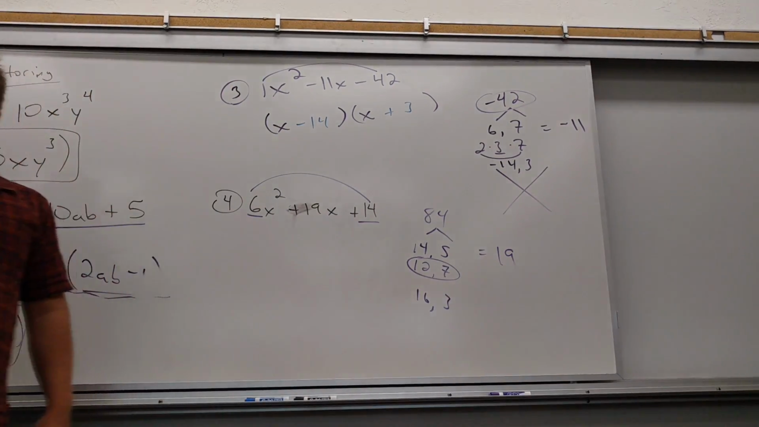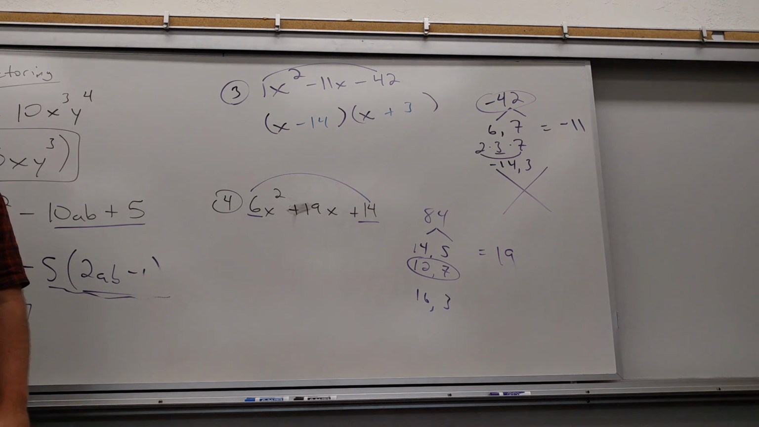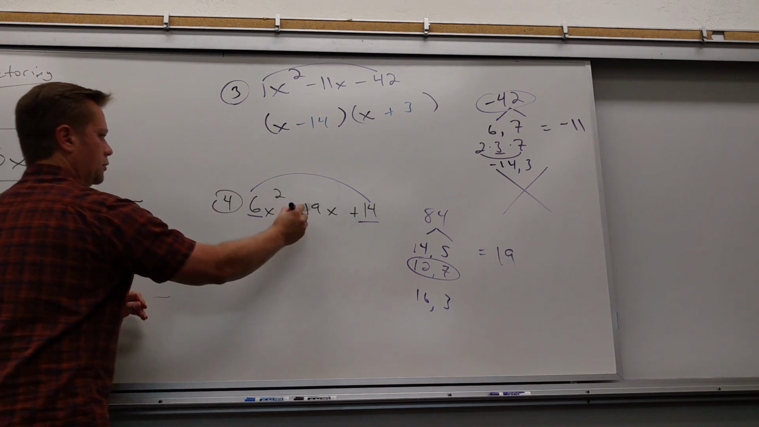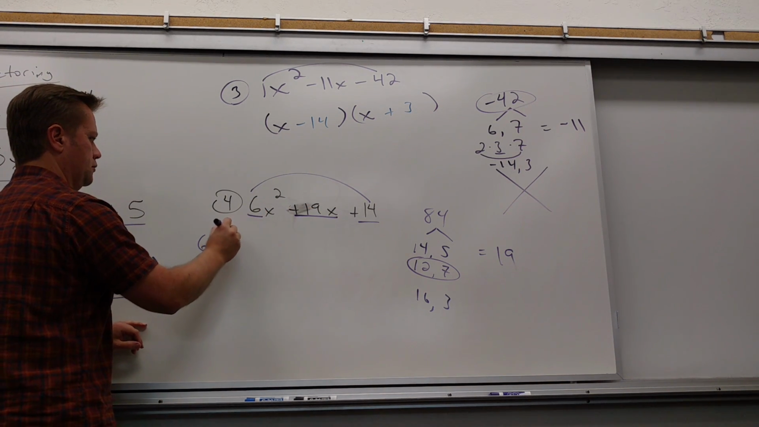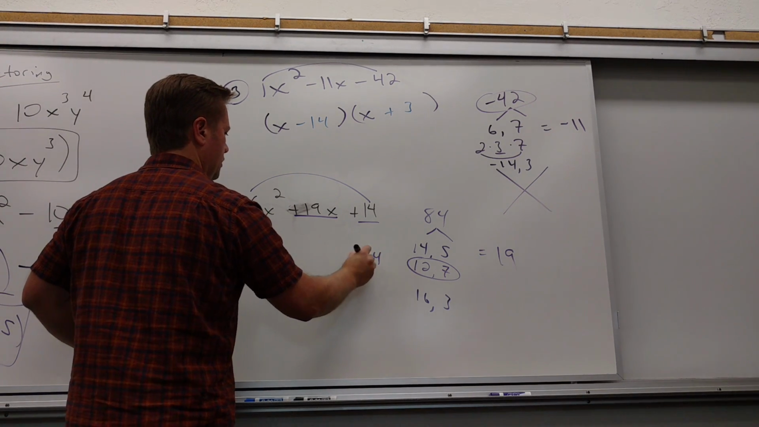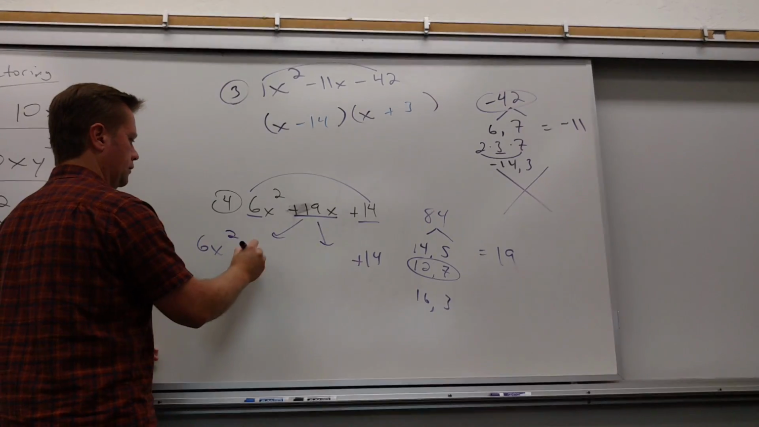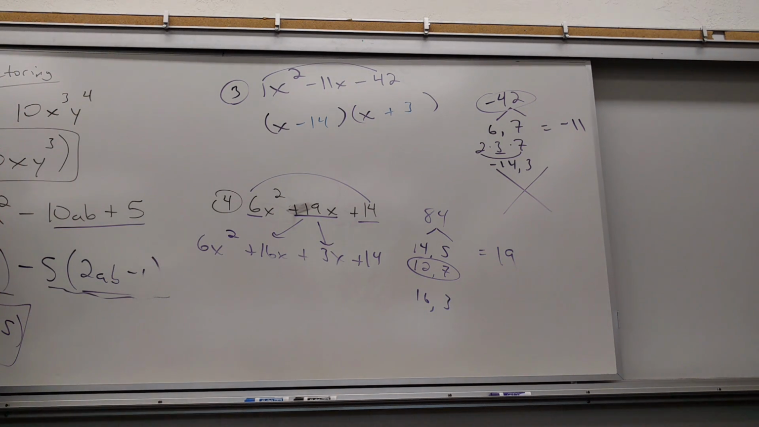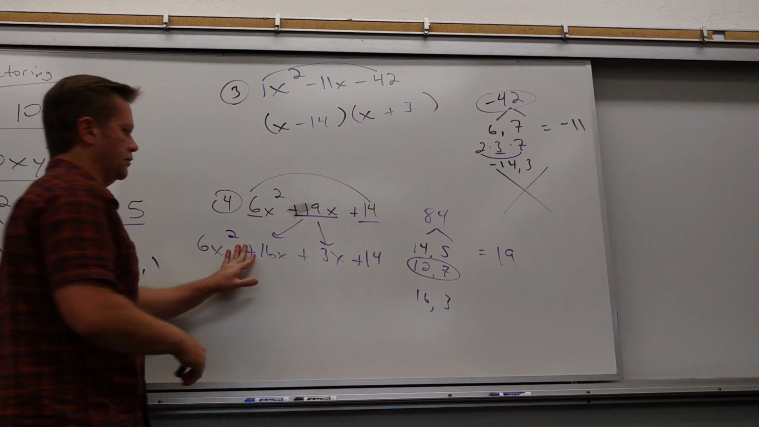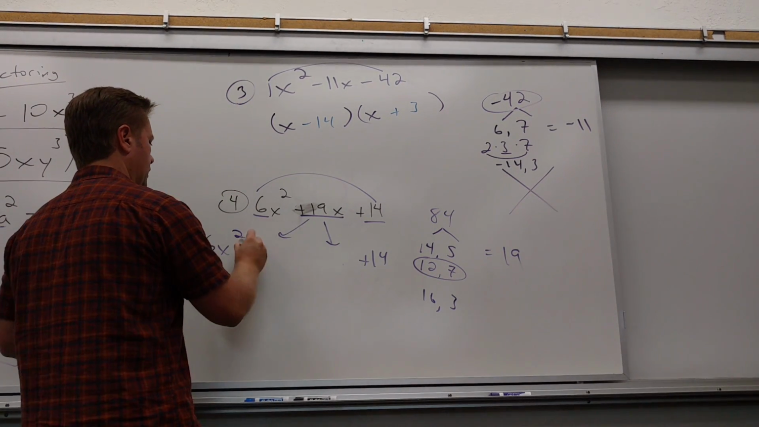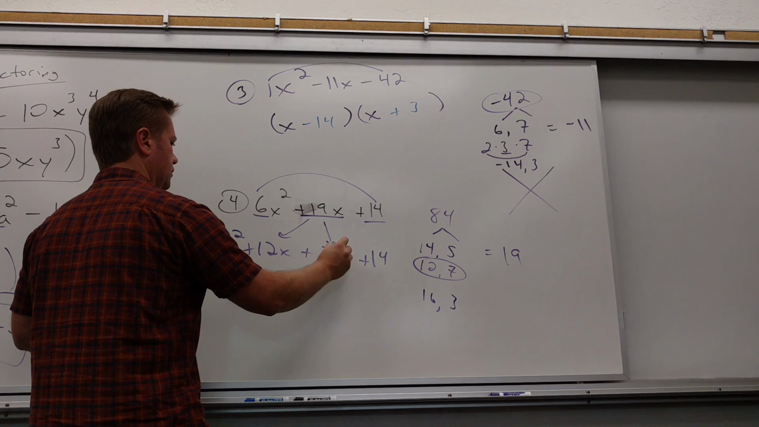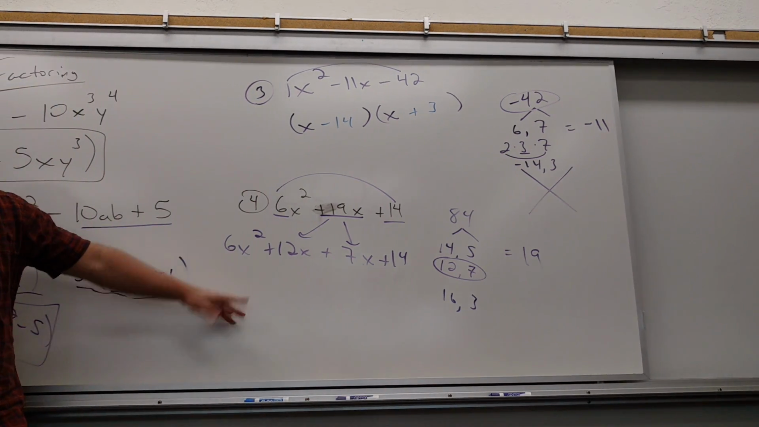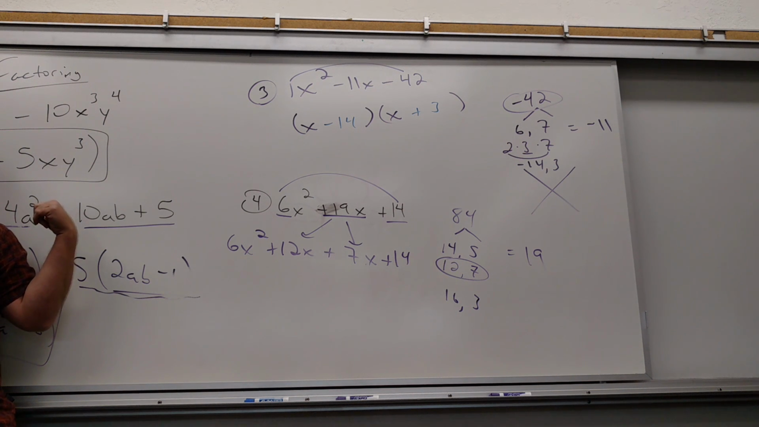Now what do I do with those two numbers? So I'm going to break this guy up. I'm going to leave the 6x squared alone. I'm going to leave the 14 alone. I'm just going to break 19x up into 16x and 3x. Sorry, 12x and 7x. And now it's the same as this, right?